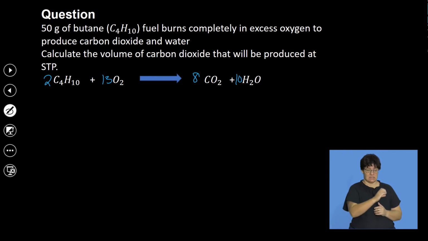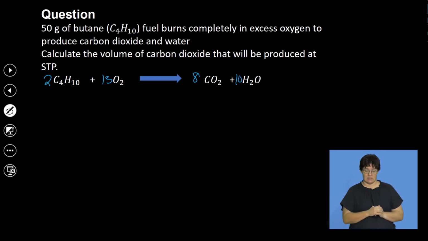Carbon, it's 8 on the left, 8 on the right. Hydrogen, 2 times 10, that gives us 20. We also have 20 on the right. Oxygen, we've got 13 times 2, which is 26. Now, if you go to the right, it's actually 16 plus 10, which gives us 26.